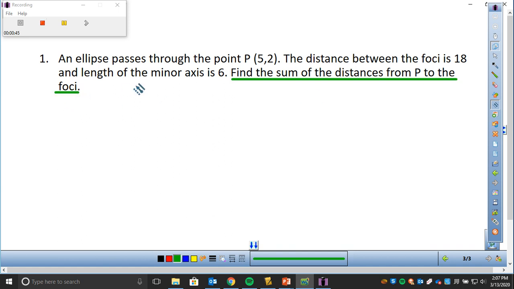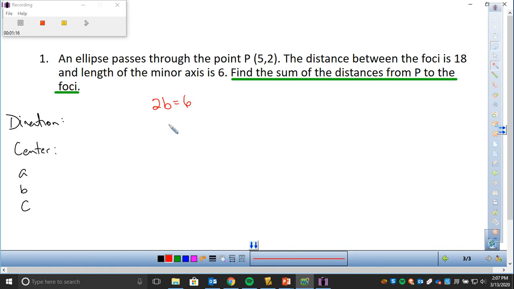But we're going to start with just our normal routine for writing equations. We need the direction, we need the center, and then we need a, b, and then possibly c. It doesn't give us a direction necessarily, but it does give us that the minor axis length is 6. As we know from class, the length of the minor axis is 2b. So 2b equals 6, and b is going to be equal to 3.